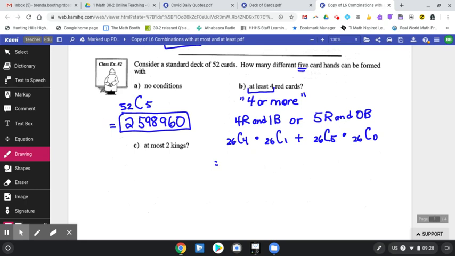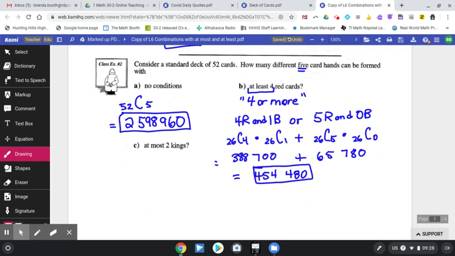I put these first 2 in together, and that was 388,700. And I put these 2 in together, 65,780. Added those up, and my answer was 454,480.